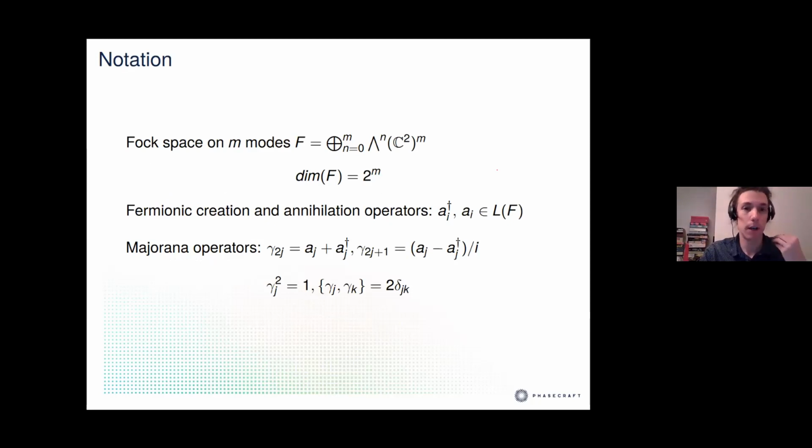We're talking about Fock spaces, which we denote by capital F, on M modes, which we denote by lowercase m. The dimension of a Fock space is 2 to the m. We're going to deal with fermionic creation and annihilation operators denoted by these A's, and then Majorana operators. There are two types of Majorana operators which act on the same site j, the first type, which can be denoted in this fashion, and the second type, which can be denoted in this fashion. The thing to know about Majoranas is that they self-annihilate, i.e. they square to the identity, and they anti-commute with each other. Here, these curly brackets correspond to anti-commutation relations.